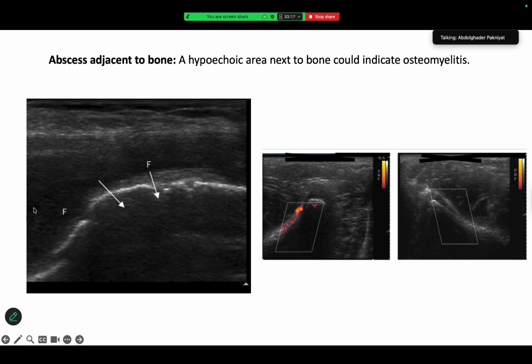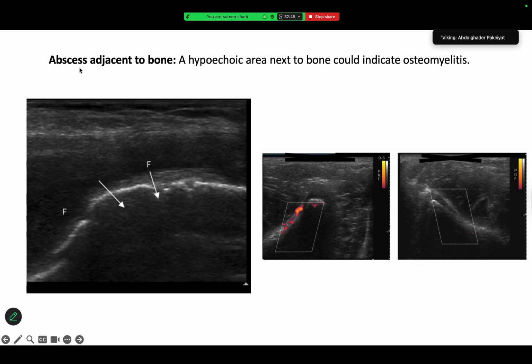If you see here, there is a fluid accumulation, pus accumulation over the bone, and there is some bone erosion here, and they put the color Doppler on the bone. Here the abnormal side and here the normal side. In the abnormal side we can have some color flow here, which means hyperemia and inflammation. So these kind of ultrasound indicate maybe it is osteomyelitis.